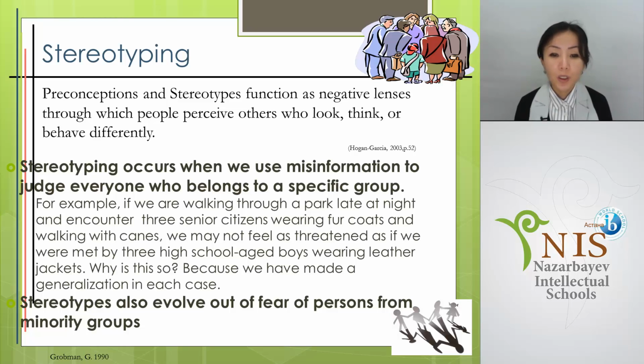For example, if we're walking through a park late at night and encounter 3 senior citizens wearing fur coats and walking with canes, we may not feel as threatened as if we were met by 3 high school age boys wearing leather jackets. Why is it so? You can ask them. Because we have made a generalization in each case, so this can be a starting point of our discussion.